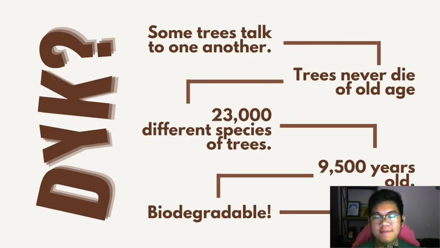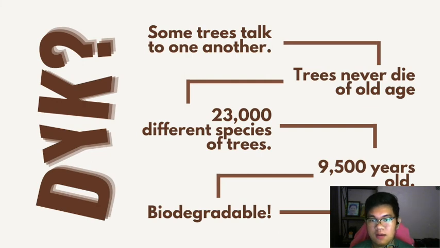Now let's go to trivias. First of all, did you know that some trees talk to one another? When willows are threatened by insect pests, they emit a chemical warning to nearby trees, who secrete more tannin, and tannin can be found in coffee, tea, wine, grapes, and etc. Tannin is used to put the invaders off.